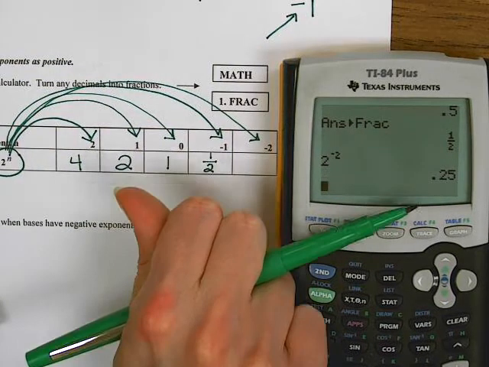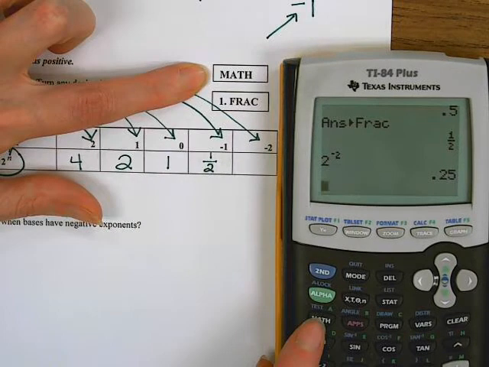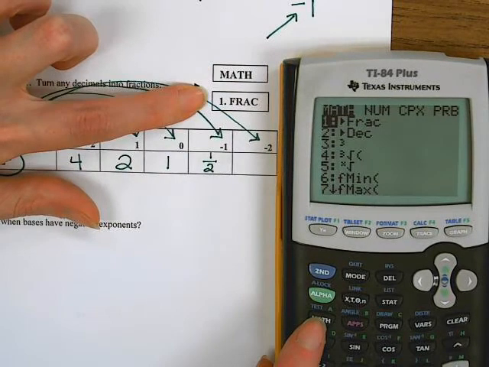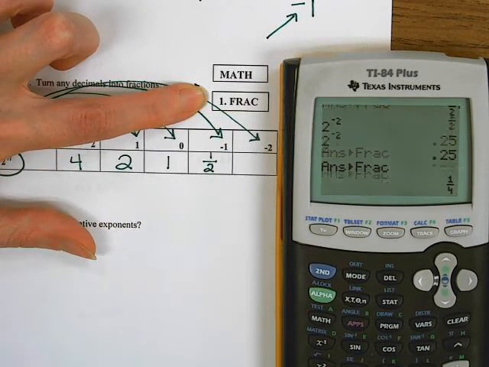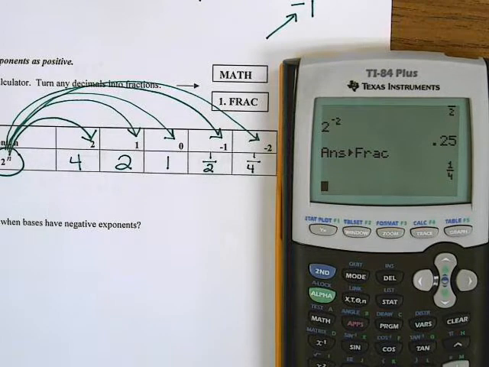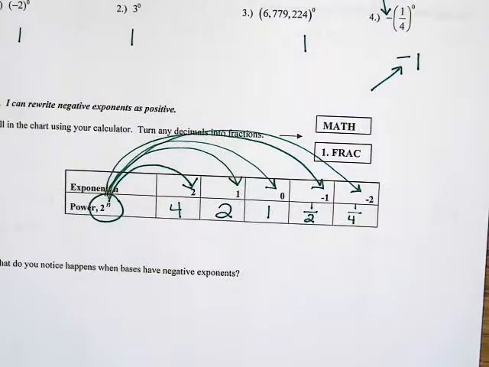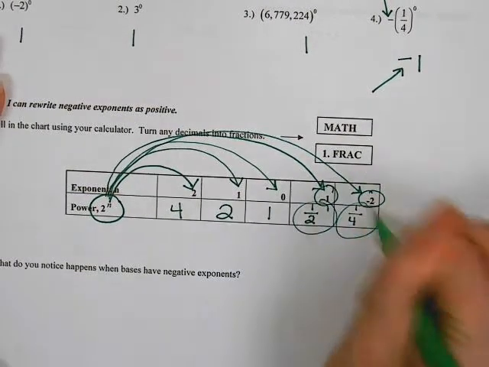And let's do the same thing. No decimal. Let's turn it into a fraction by hitting math. And then hit enter on option 1, frac. And then hit enter again. And we are going to put 1/4. Okay, guys, so what's the rule? What happens when you have negative exponents? What do you notice?